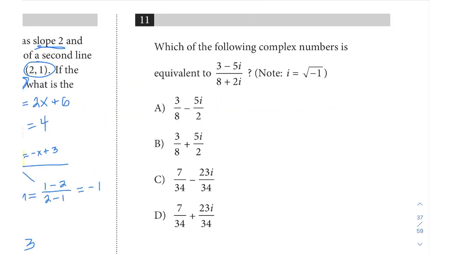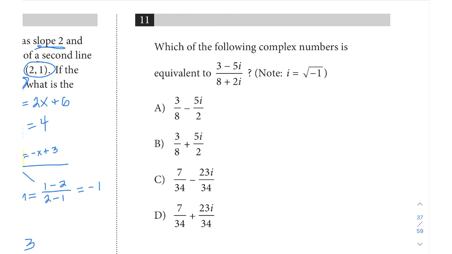Hello, this is Chris, and we are taking a look at questions 11 and 12 from section 3 of SAT Practice Test 2. So for number 11, it says, which of the following complex numbers is equivalent to (3 minus 5i) over (8 plus 2i)? And they offer this note that i is equal to the square root of negative 1.